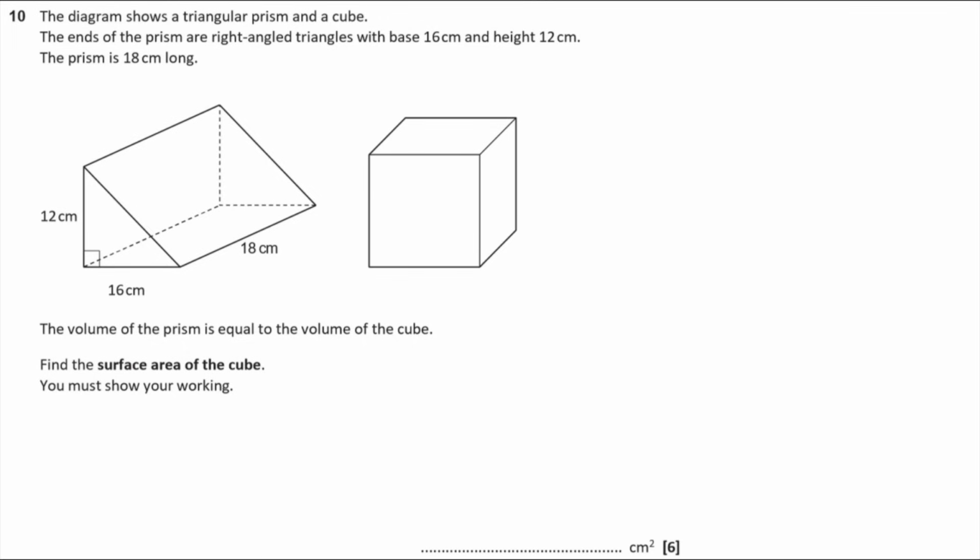Okay. Right, so we've got volumes of prisms here, and the volume of any prism is going to be a cross-sectional area times its height or its length, isn't it? Okay, it's the distance between their front and back face.